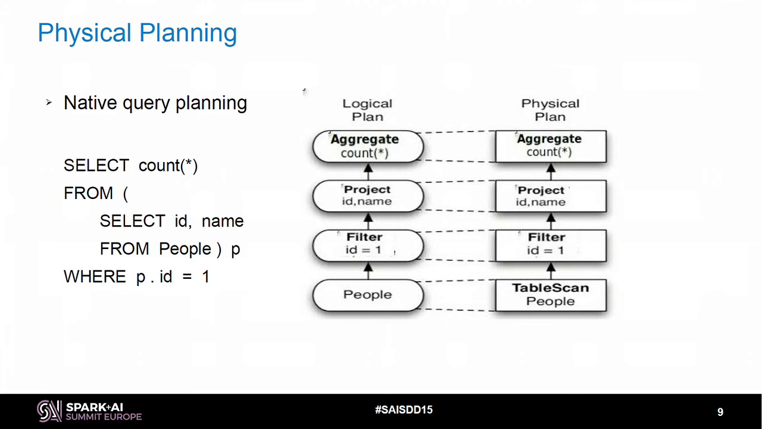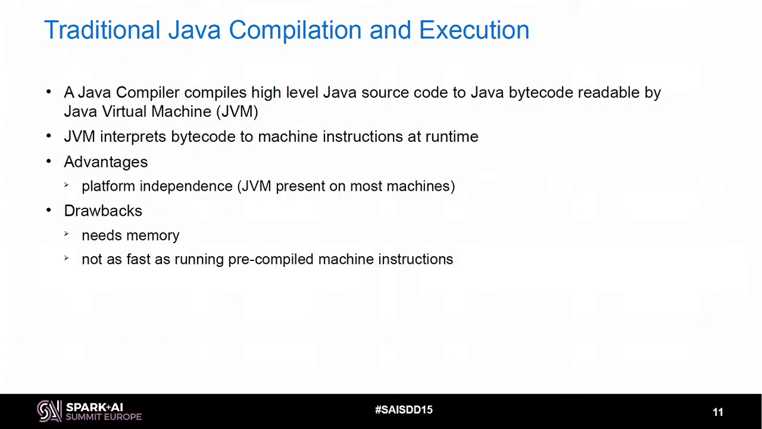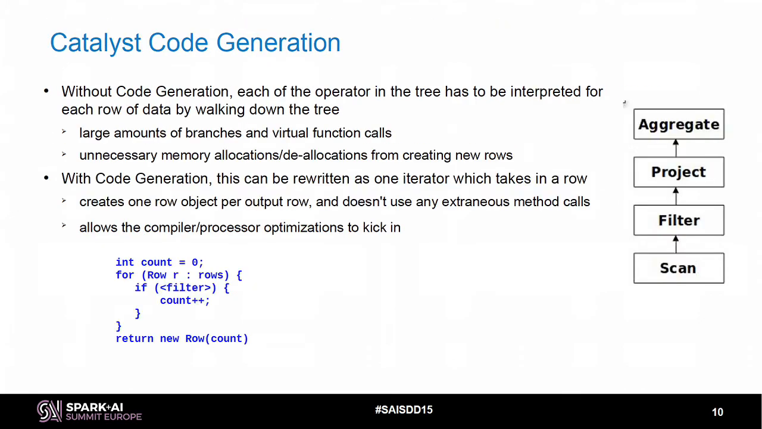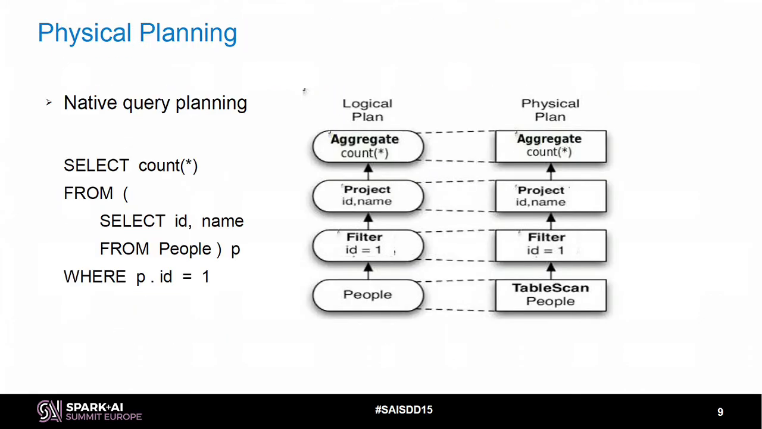Coming to the physical planning stage, here each of these nodes from the logical plan is mapped to the RDD operators that match the Spark execution engine. For example, if you see here, the people node has been mapped to table scan people. This is the RDD primitive that it has been mapped to.